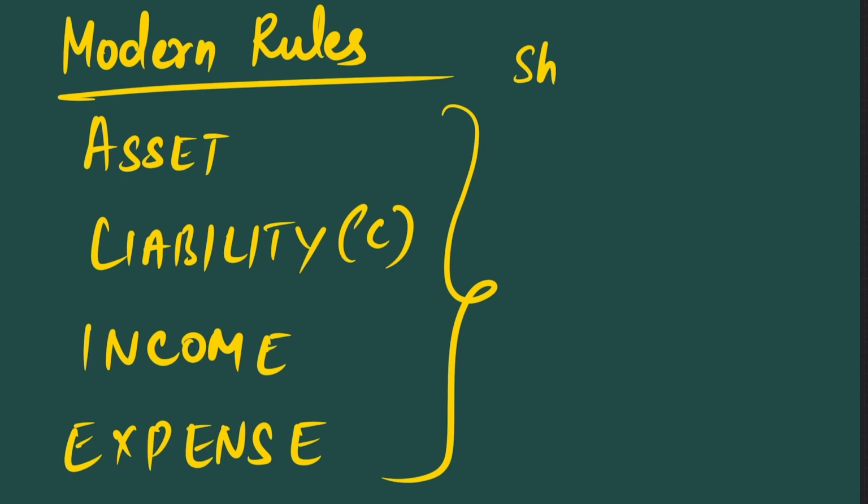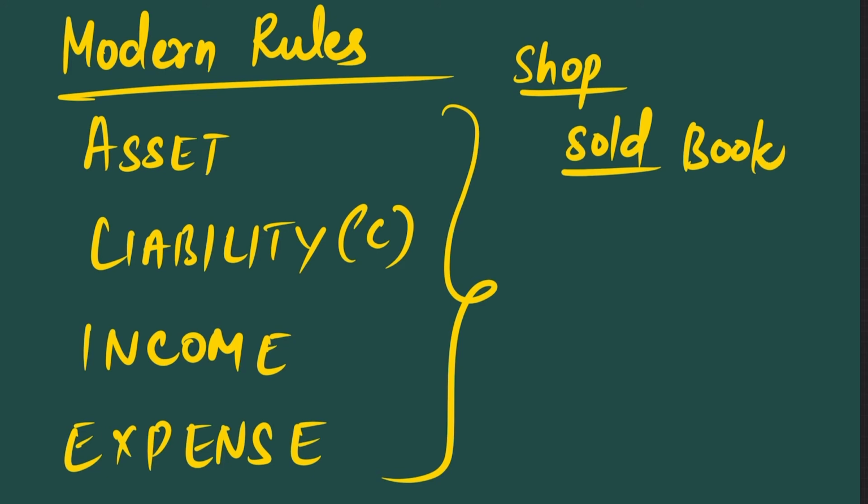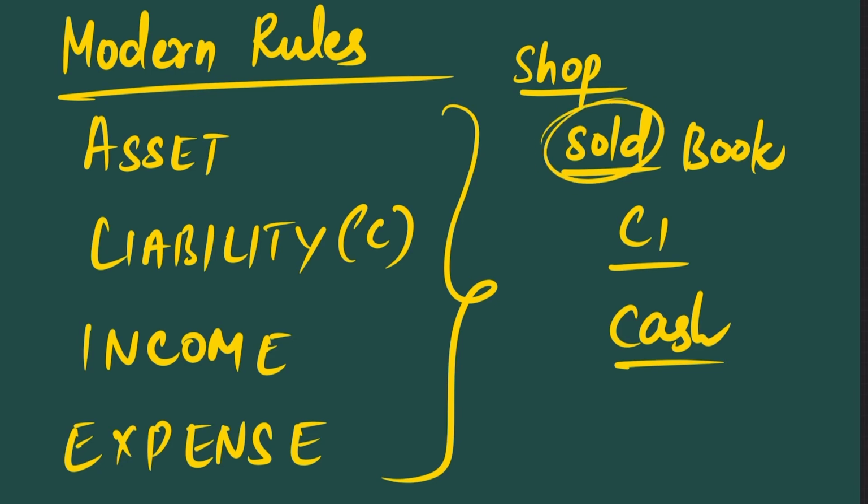So now the shopkeeper has sold a book to the customer and received cash in return. Now, from the point of view of the business, what is it that we need to understand? We have to understand the sales aspect and the cash which we have received in the business. So now, what is sales to the business? Is it an asset? Is it a liability? Is it income, or is it expenditure?